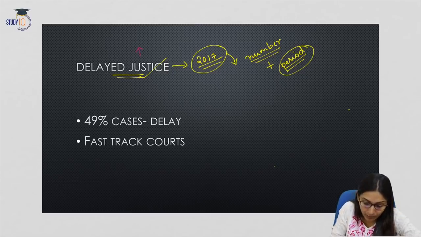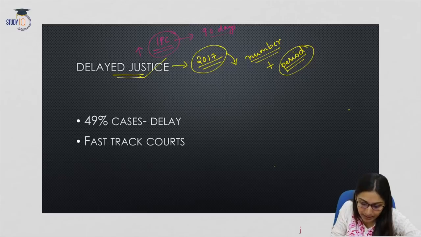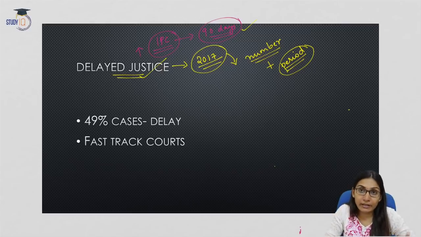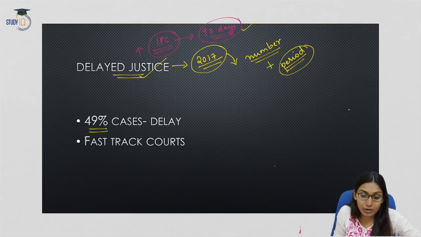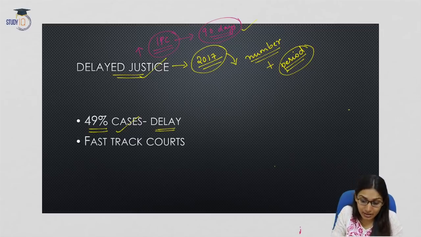Now let us talk about the normal procedure, how it has to happen. Very important fact. For the IPC crimes, that is those crimes that are registered under the IPC or the Indian Penal Code, the police is supposed to file a charge sheet within 90 days. So 90 days is the maximum period available to file a charge sheet if a case is registered under the IPC. Now, according to the data that is available with the National Crime Records Bureau, 49% of the cases have seen a delay. That is, the data show that the police has delayed the charge sheet of almost 49% of the cases.